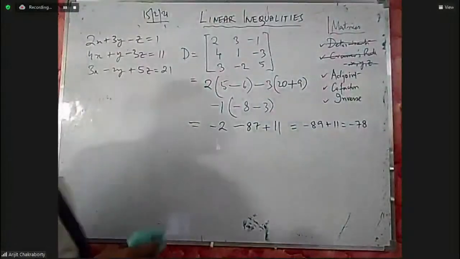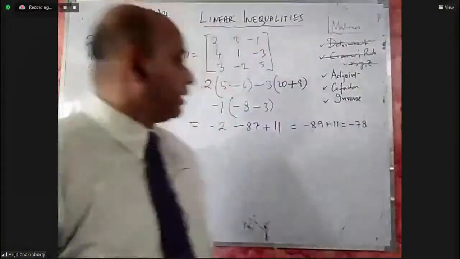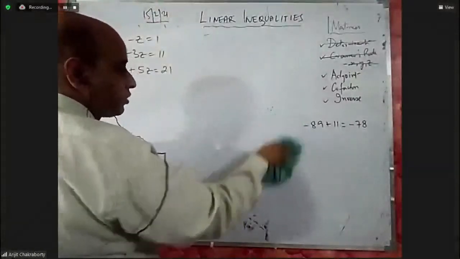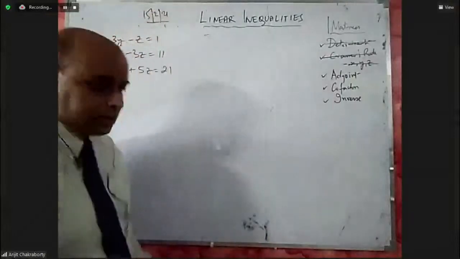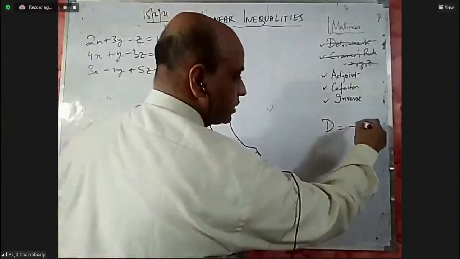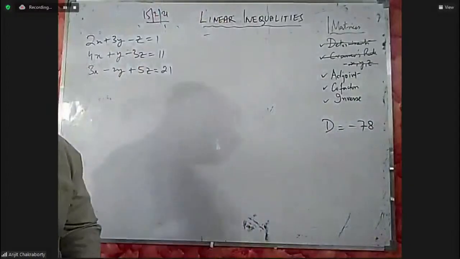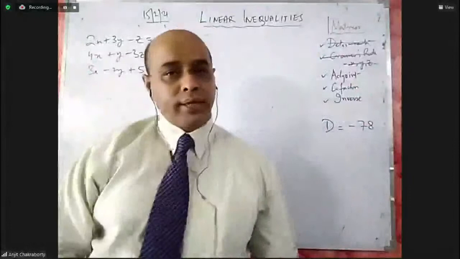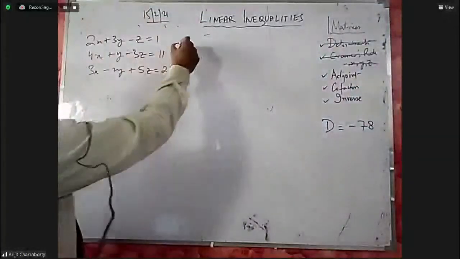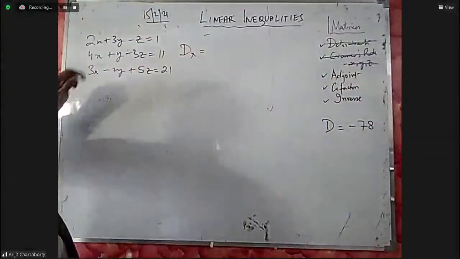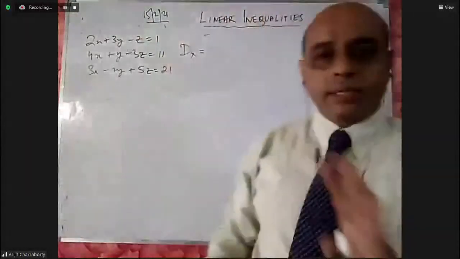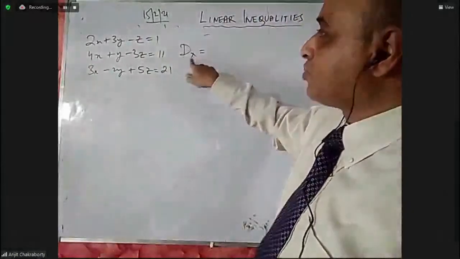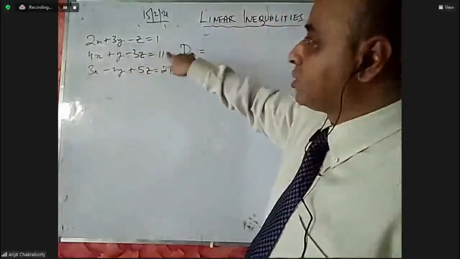Now we have to work on dx, dy, and dz. So I will rub this part because I will use it for solving dx, dy, and dz. I just write here D is equal to minus 78. Okay, and I move forward with the next part of the solution, which is finding out dx. So now dx will be what? The same principle, friends, nothing to worry, no change, no new concept, it's just the same. Instead of the coefficient of x, we will put these constants.